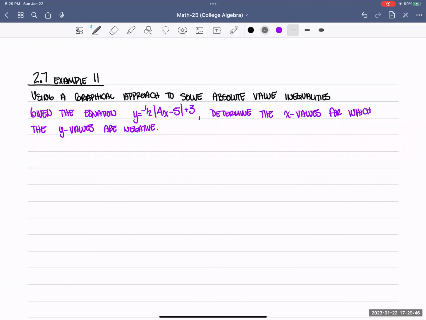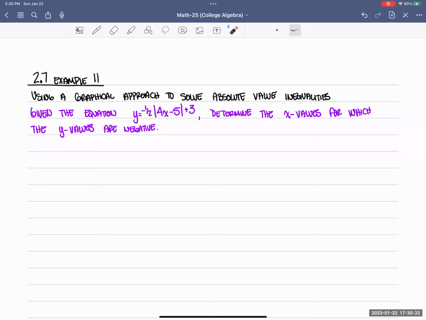Section 2.7, example 11, using a graphical approach to solve the absolute value inequalities. Given the equation y is equal to negative 1 over 2 times the absolute value of 4x minus 5, plus 3, determine the x values for which y values are negative. So what we're looking at is the equation here. We already have y isolated, so they kind of give us a rule for what y could be, what y couldn't be. We're looking for y to be smaller than the rest of the graph.